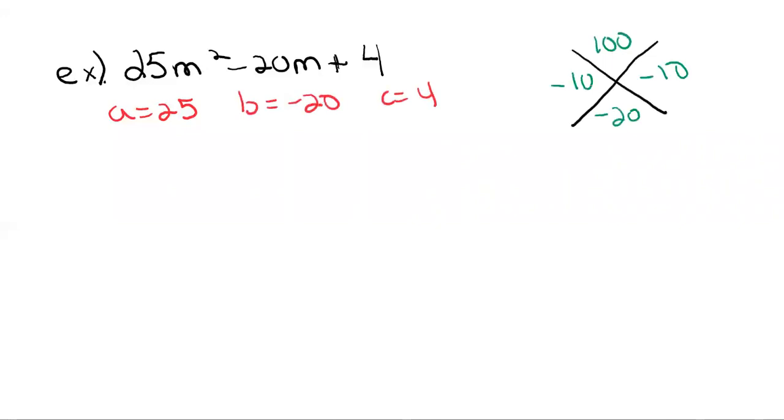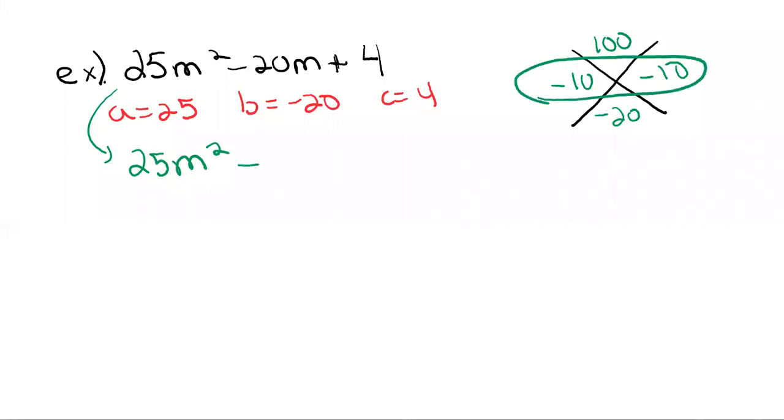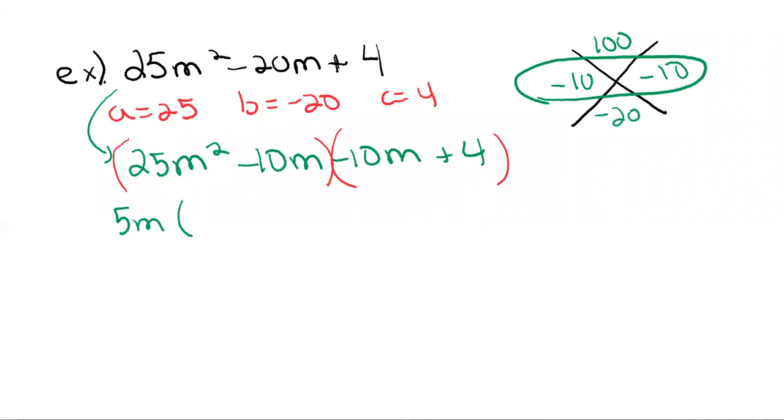All right, so I'm going to rewrite this as 25m squared, and now I'm going to use this negative 10m minus 10m plus 4. So I bring down the last term. All right, so factoring by grouping, I can pull out a 5m from the first group, and I'm left with 5m minus 2. From the second group, I could pull out a 2, and I can pull out a negative 2 at that. So that'll leave me with 5m minus 2.